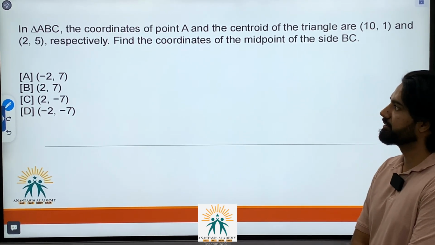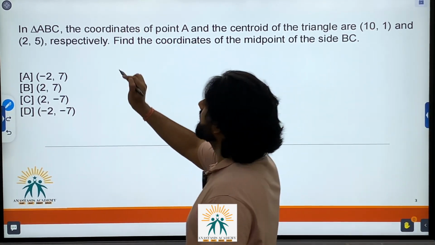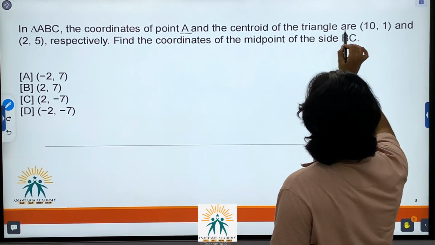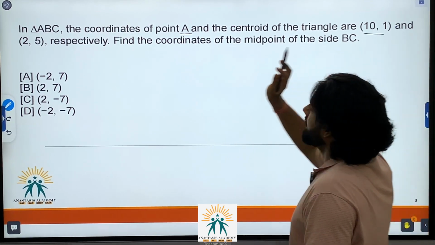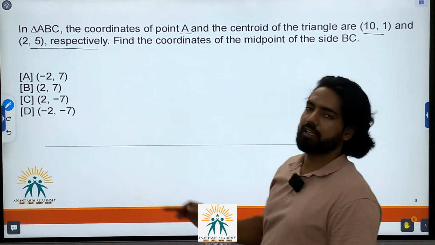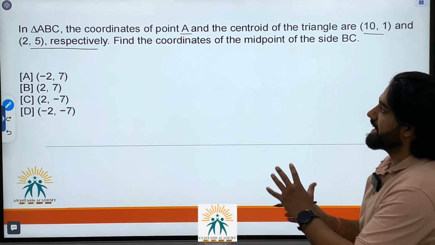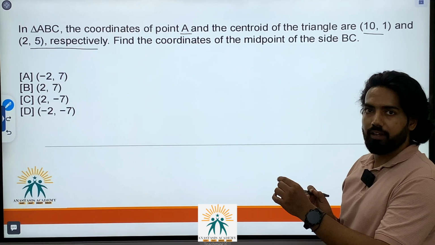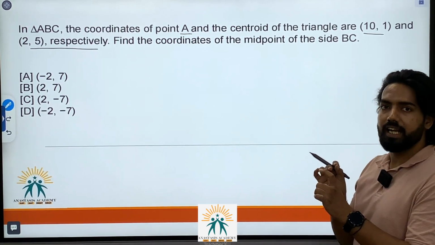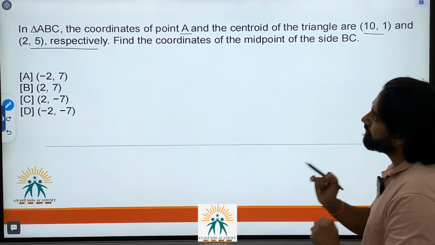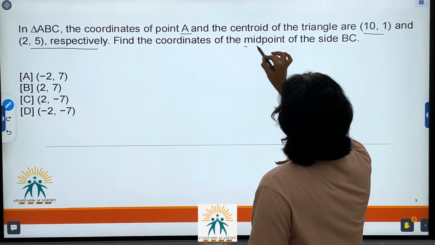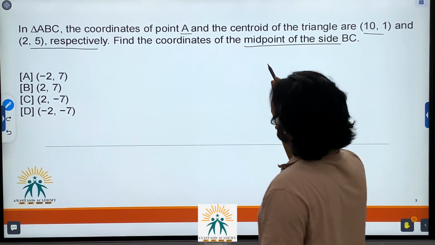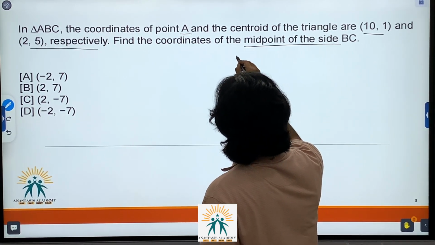Let's solve this question. In triangle ABC, the coordinates of point A and the centroid of the triangle are (10, 1) and (2, 5) respectively. So there is this triangle ABC in which the coordinates of point A and the centroid are given, right? Find the coordinates of the midpoint of side BC, right? So first of all, let's make the diagram.